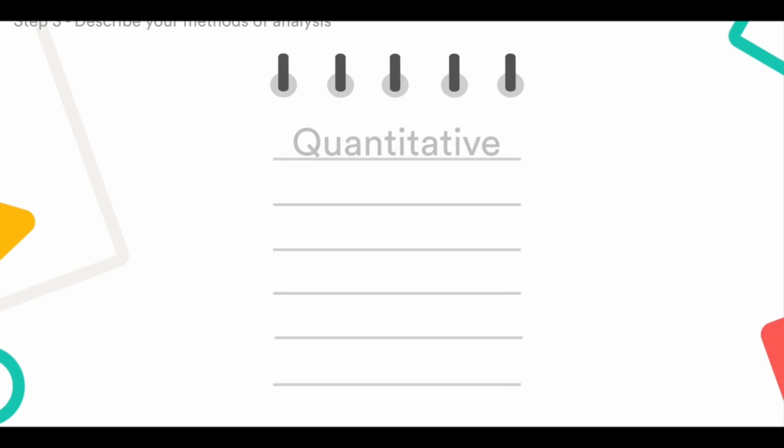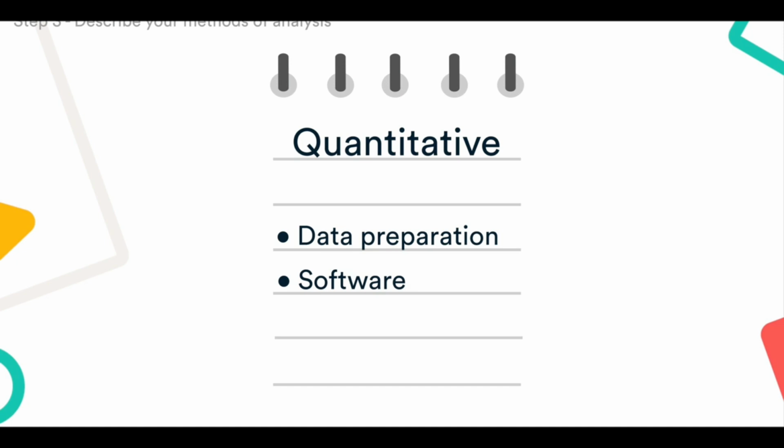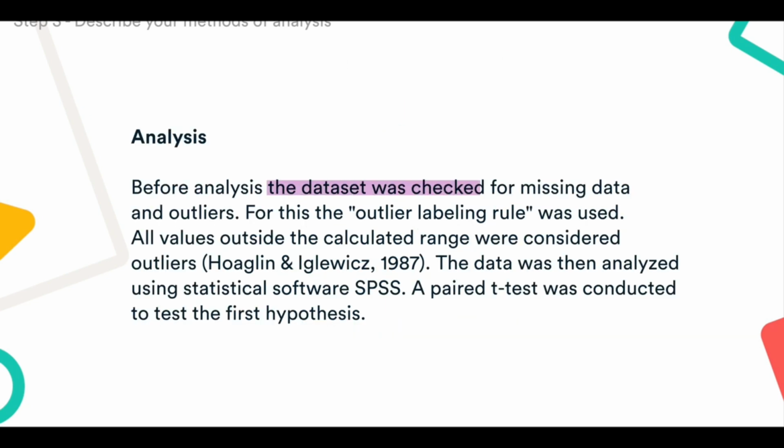For quantitative methods, we're dealing with numbers, so we might describe the data preparation before analyzing, and the software that was used to analyze the data with statistical methods. So here, we've described how we prepared the data by checking for missing data and outliers. We used the statistical software SPSS to analyze the data, and the statistical method used was a paired t-test.